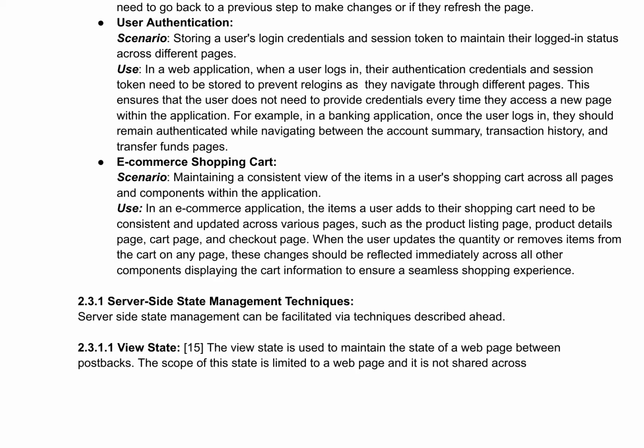View state is a server-side state management technique that maintains the state of a web page between postbacks. The scope of this state is limited to a web page and is not shared across pages. This technique facilitates server-side state management, providing an essential tool for developers to manage application state efficiently.